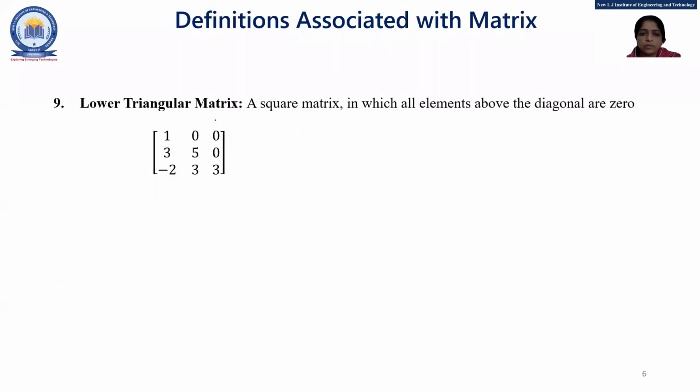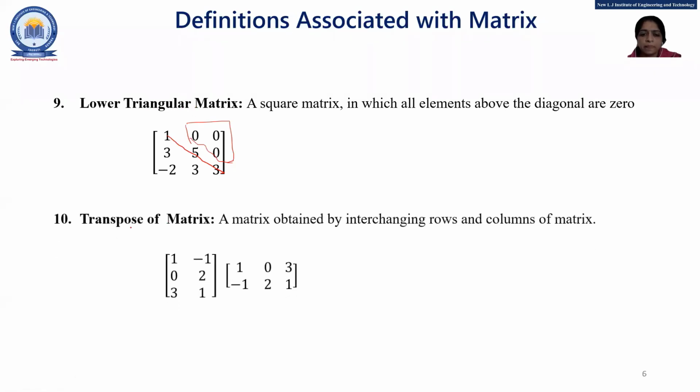Lower triangular matrix: a square matrix in which all the elements above the diagonal are 0, then that type of matrix is known as a lower triangular matrix.